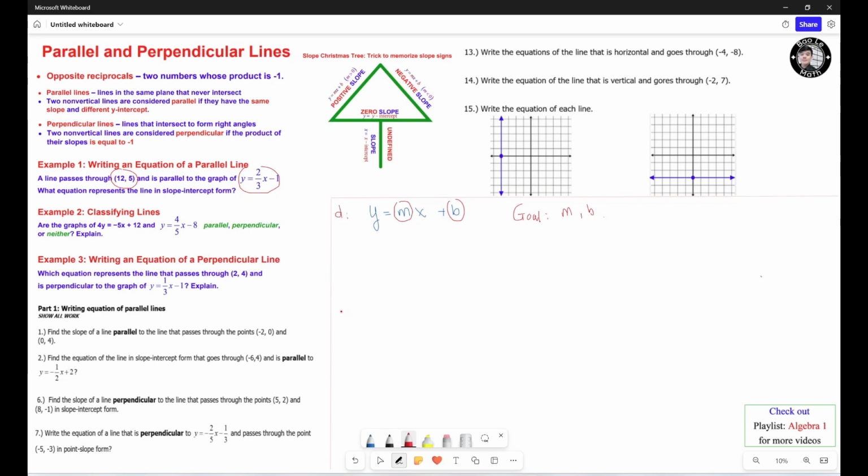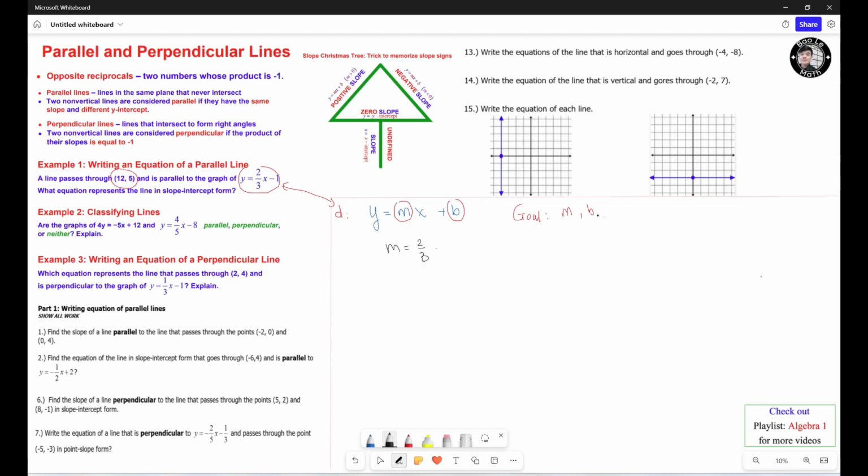We call this line D. Line D is parallel to this line. This guy and this guy are parallel. Because two parallel lines have the same slope, the slope of line D, m, is the same as the slope of this line, which is 2/3. So I have m equals 2/3.